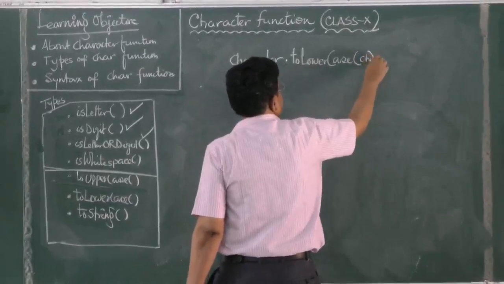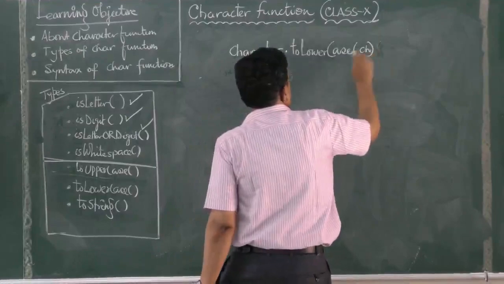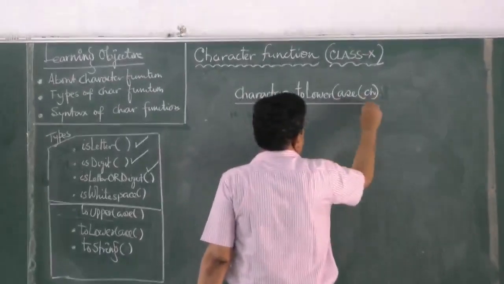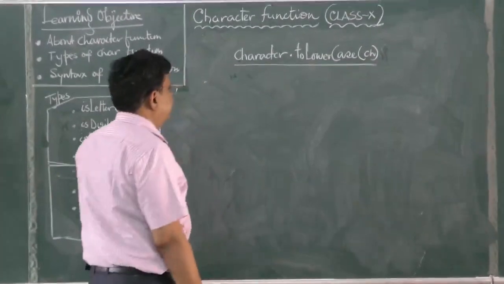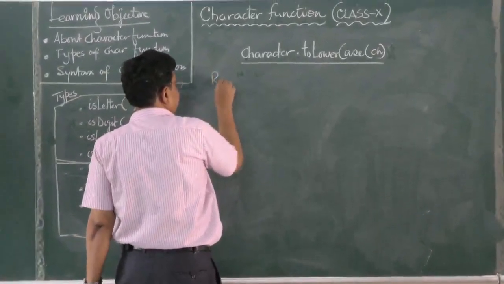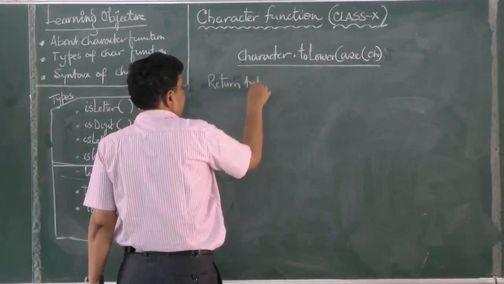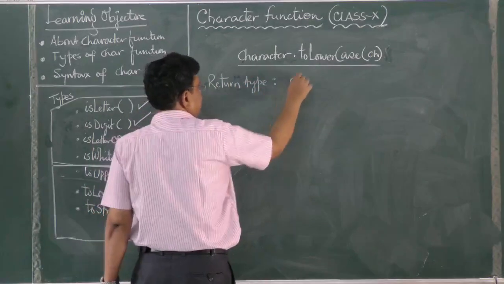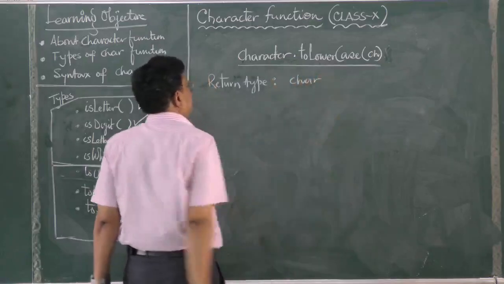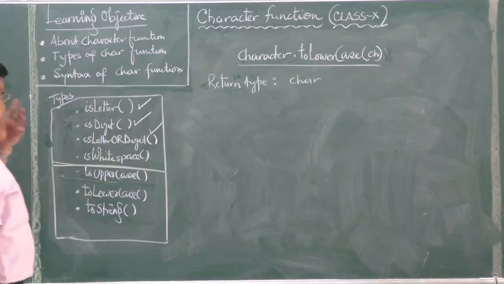Alright, ch is the argument. If I write like this, for example, and the return type, as usual, is also a character over here. The return type is also a character, toLowerCase.